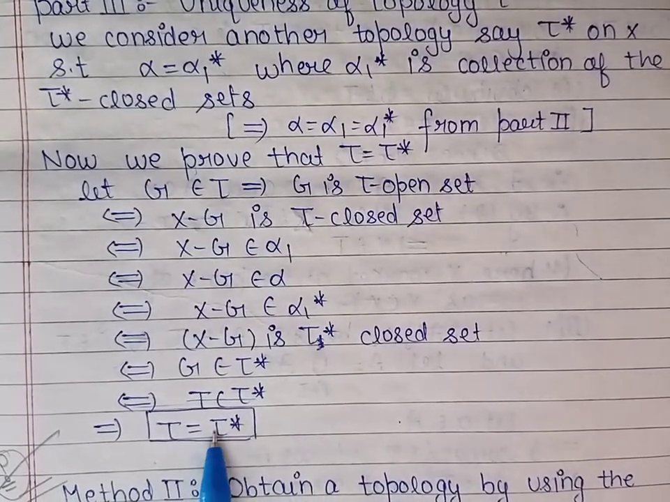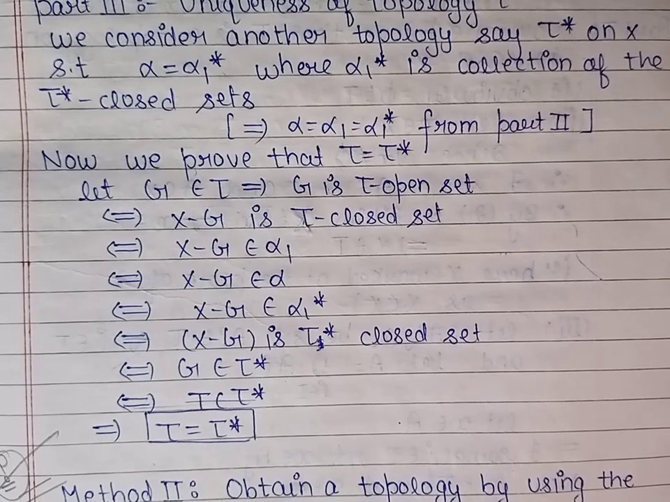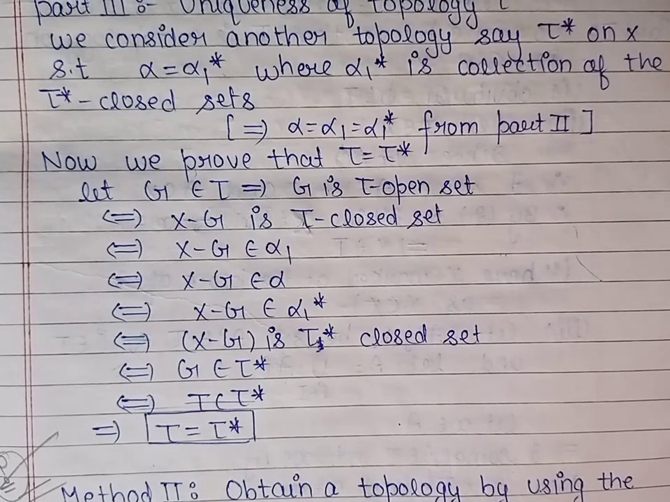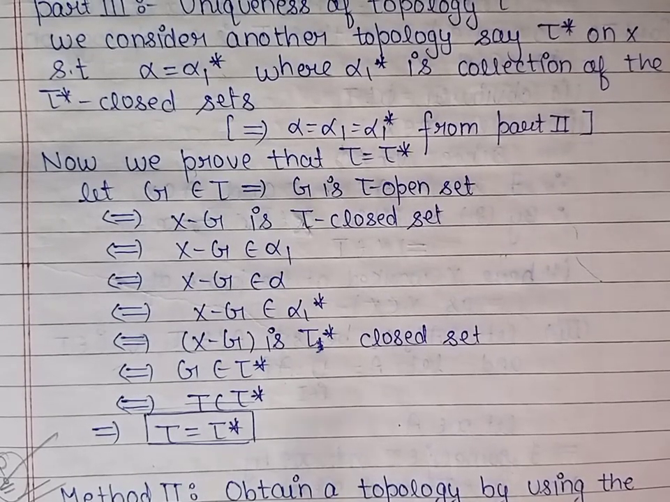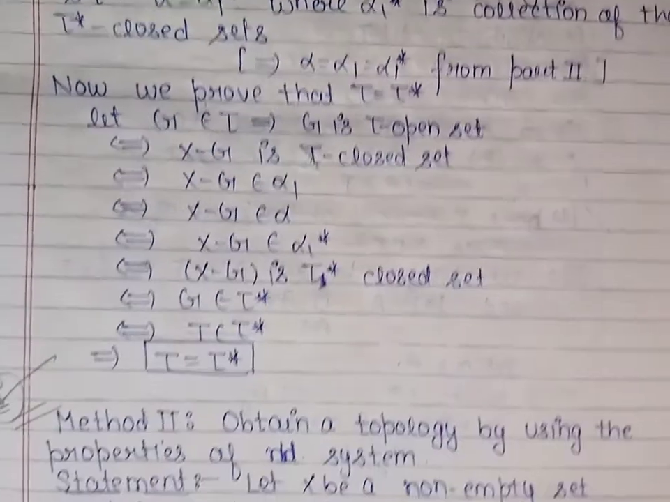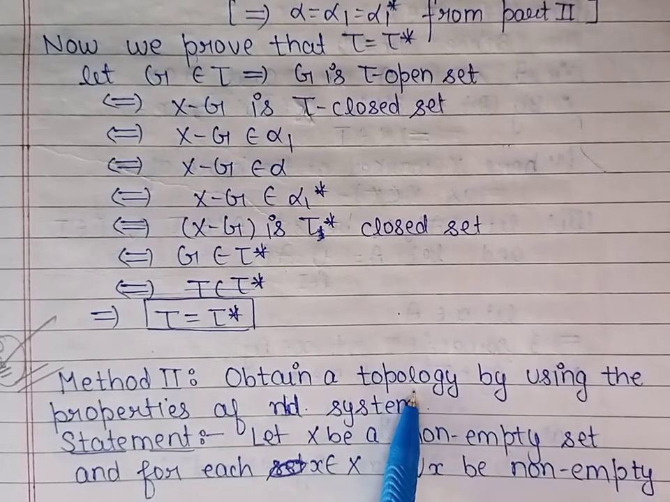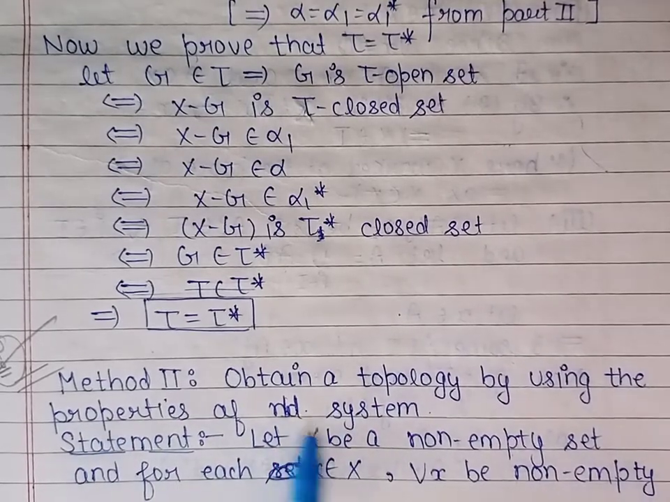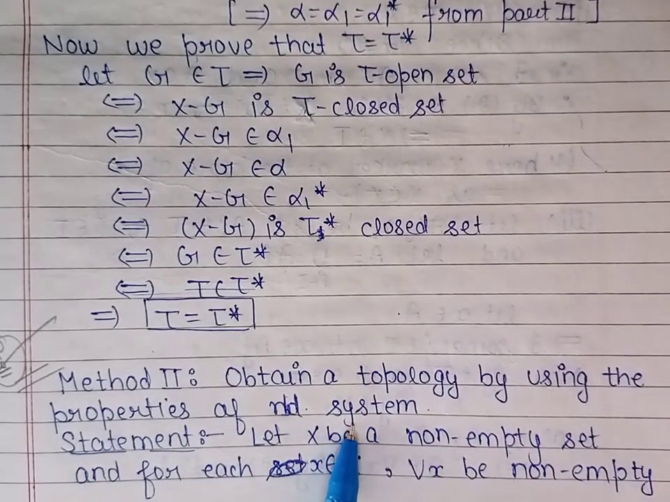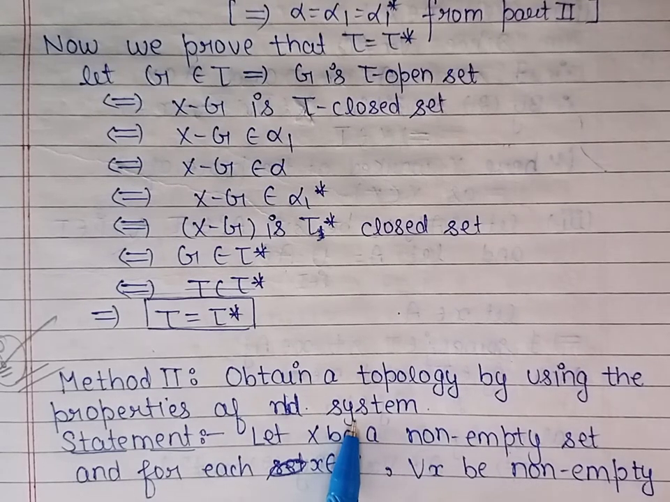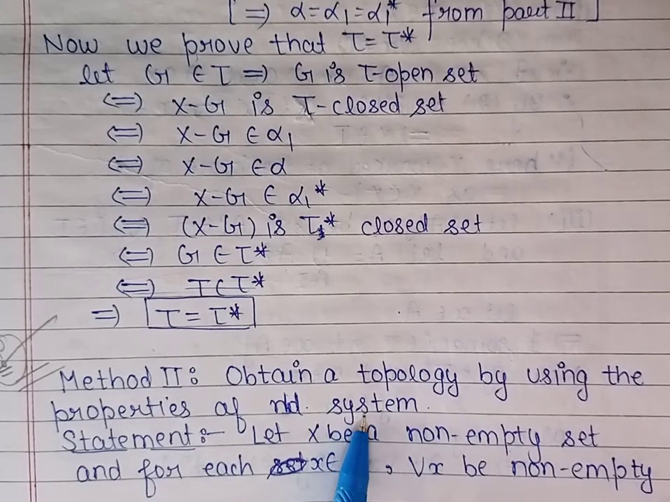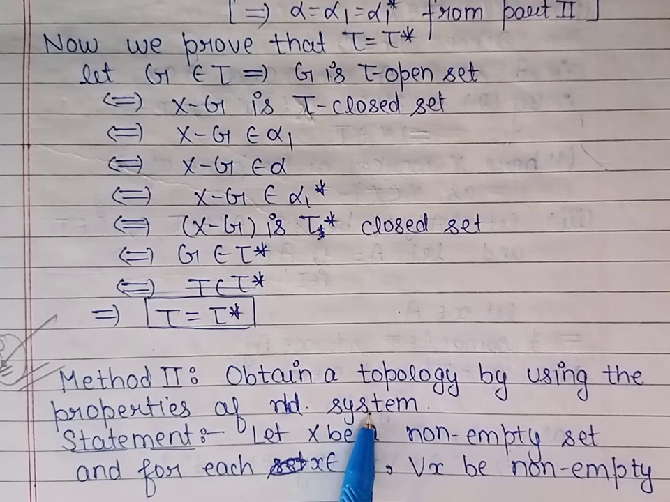So this gives the method of obtaining a topology by using the properties of closed sets. Now the next method is the method of obtaining a topology by using the properties of neighborhood system. The properties of neighborhood system we have already discussed. We will use those properties to find a topology on a given non-empty set.